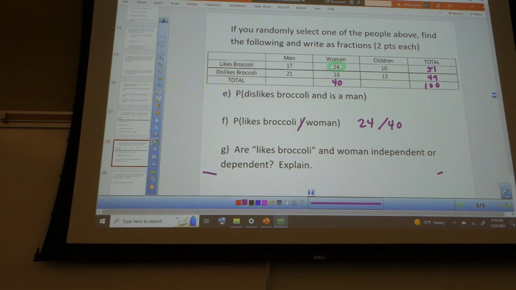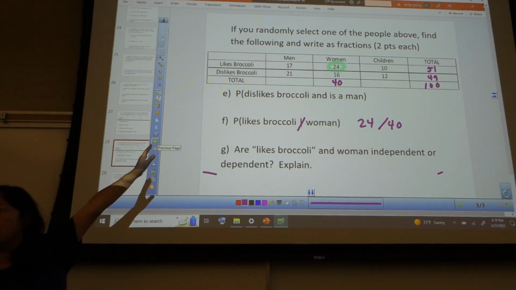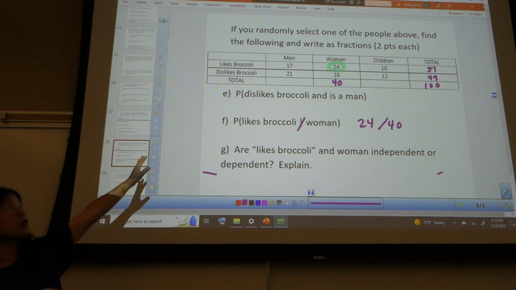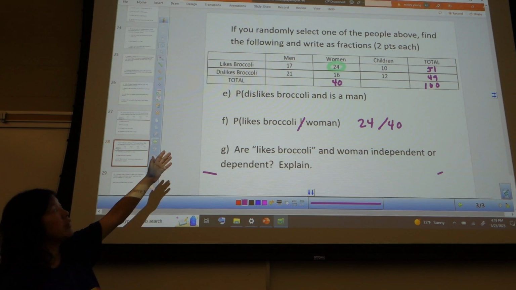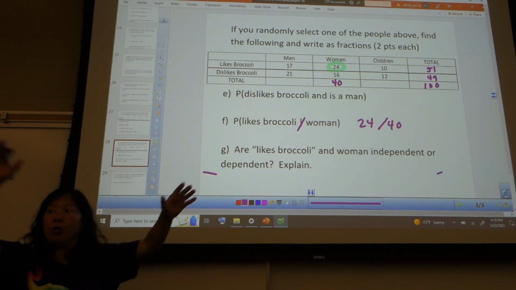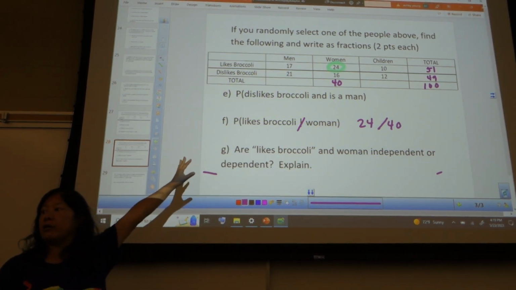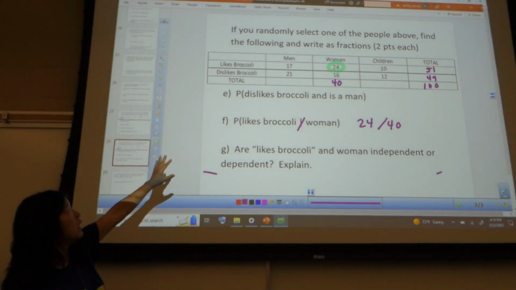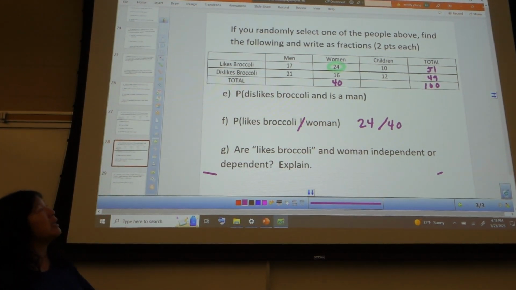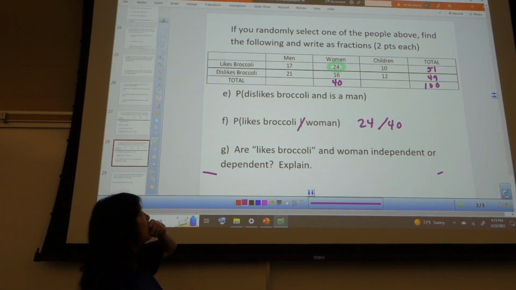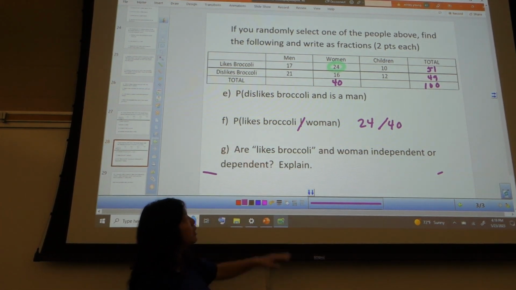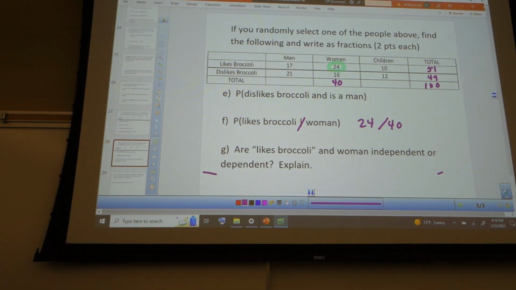Okay, so one thing I'm going to point out is everything here is in this survey. I'm selecting someone from this survey. So the probability that they like broccoli given they're a woman, in this survey, not in the whole world, just in this survey. Does that make sense? Probably they dislike broccoli and they're a man in this survey, not out of everybody. So in this survey, are liking broccoli and women independent or dependent?